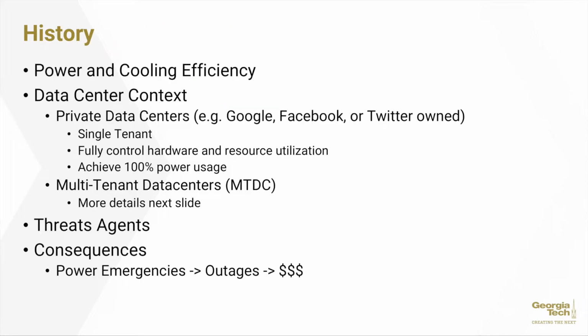Most studies that have been performed up until the publishing of this paper have focused around the power and cooling efficiency of these data center systems. So really they're just trying to eke out as much performance and save as much cost as they possibly can with these systems. As far as data centers themselves go, there's really two types: private data centers and multi-tenant data centers. We'll discuss more about multi-tenant data centers in the next slide and why these are susceptible to power attacks. But first, why are private data centers not susceptible?